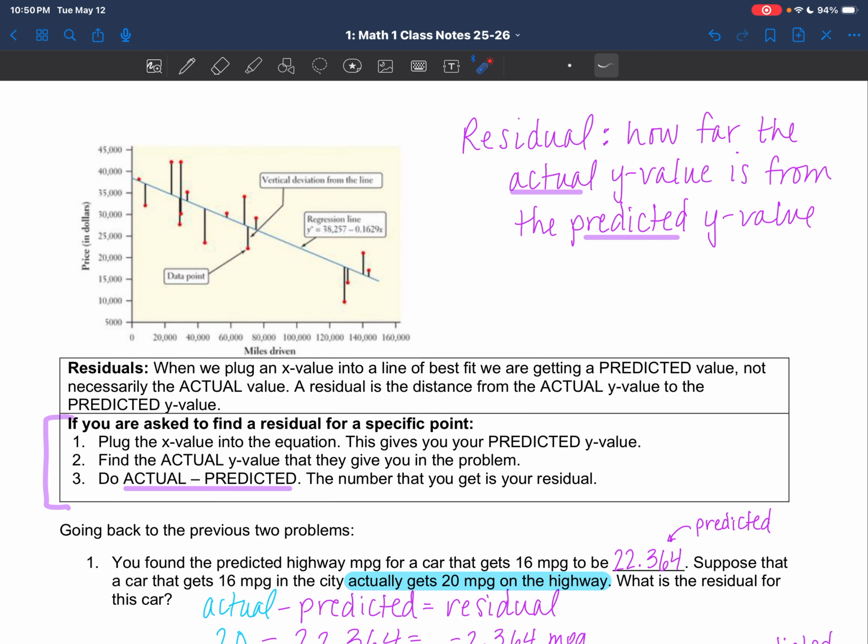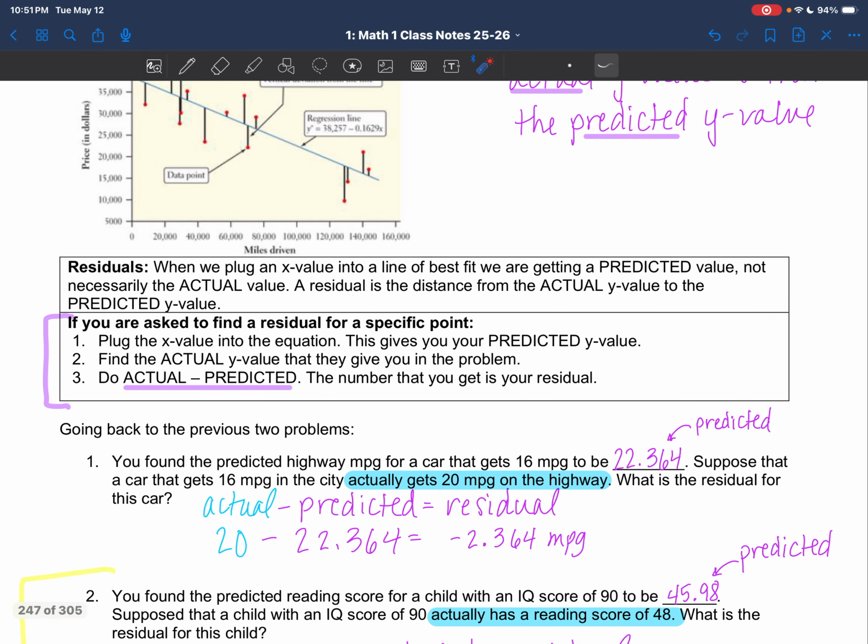All right, and residuals is when we plug an X value into a line of best fit, we're getting a predicted value, not necessarily the actual value. So what we just did before was find the predicted value. A residual is the distance from the actual Y value to the predicted Y value. So if asked, all you have to do is plug the X value in and it gives you the predicted. Then to find the actual, you look at the actual data points. Then do actual minus predicted, and that will give you the residual.